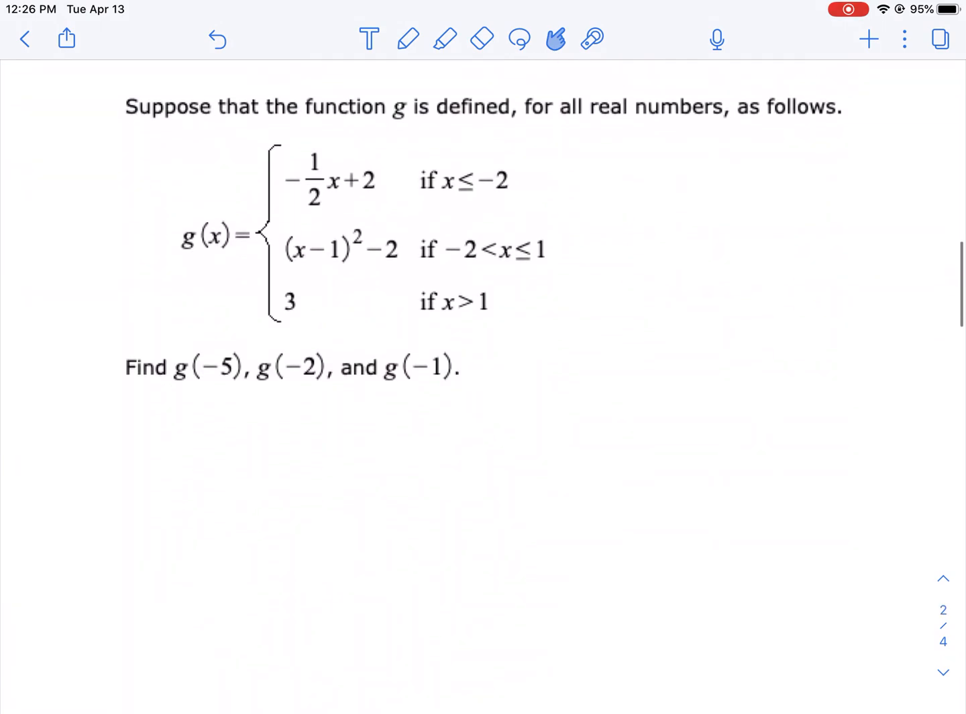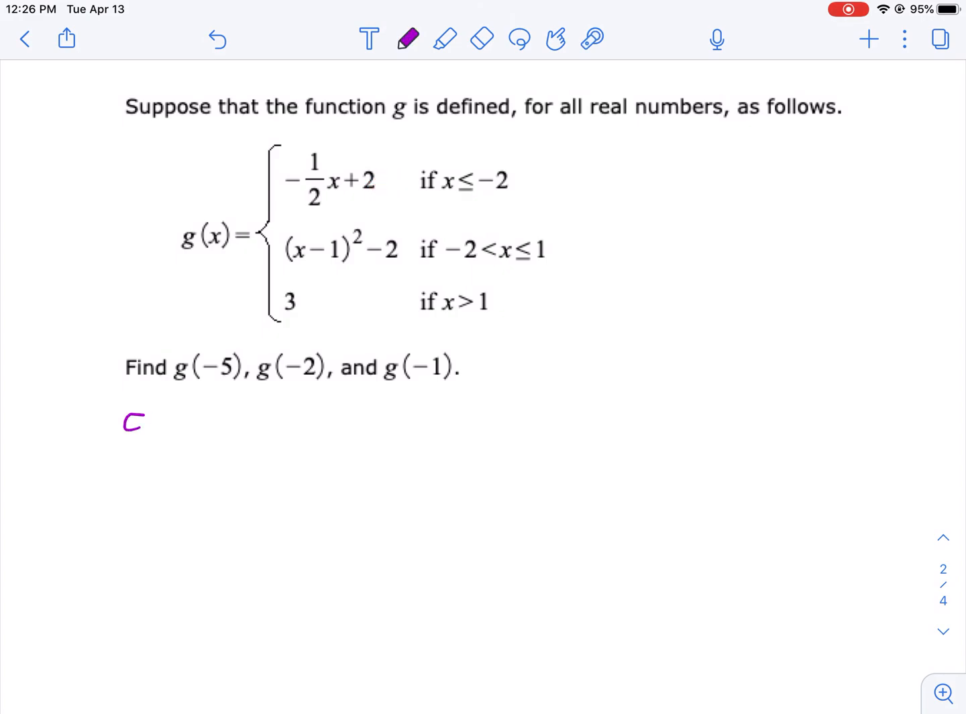Let's take a look at evaluating step functions. Here's what you do. We're going to find three answers here. We have -5, -2, and -1. Remember, what's in the parentheses is your x value. So you look at your x value, say, hey, where does -5 fit here? Well, -5 is less than or equal to -2, isn't it? So I'm going to use this rule for -5.